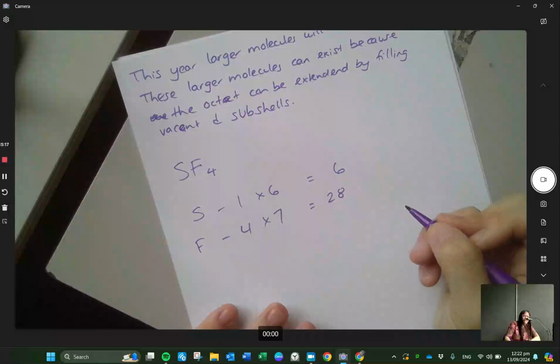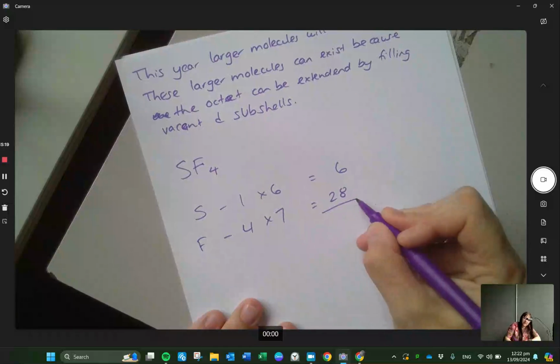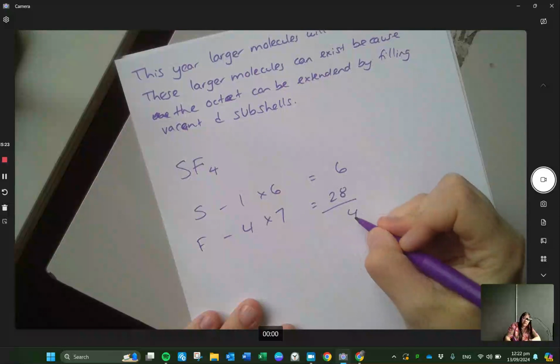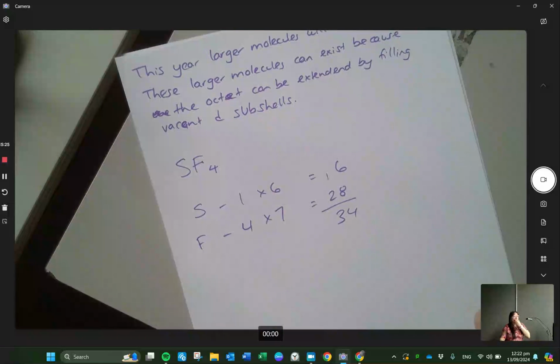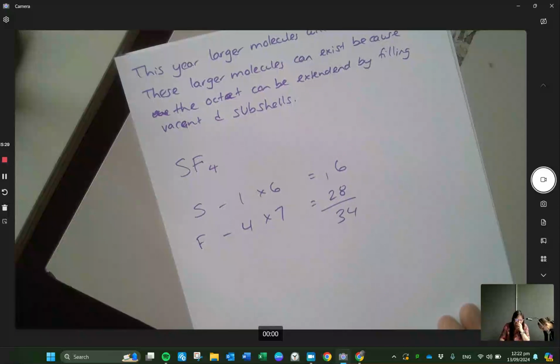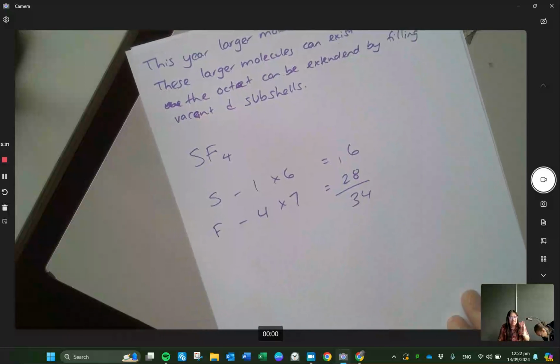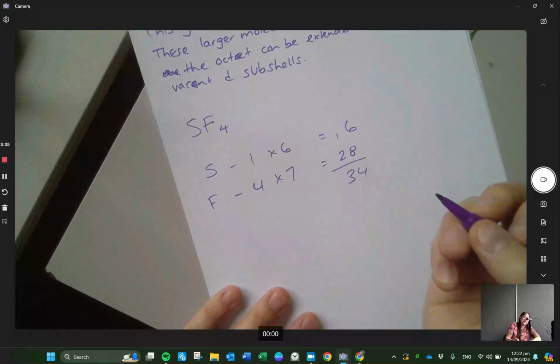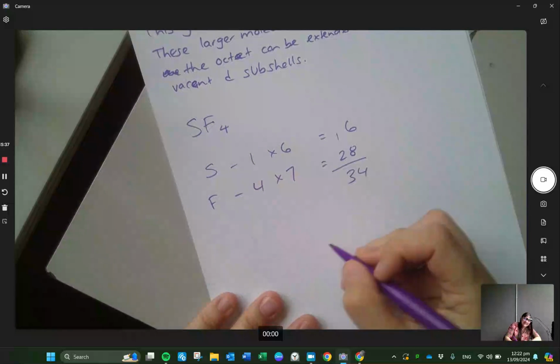I think that's right. Might grab my calculator because I don't know if I can do this mental math. All right, and then 6, 8, so that would be 4, carry the 1, 34 electrons. Let me grab a calculator because I don't trust myself. Okay, I'm pretty sure that's right. Yeah, it is. Okay, cool.